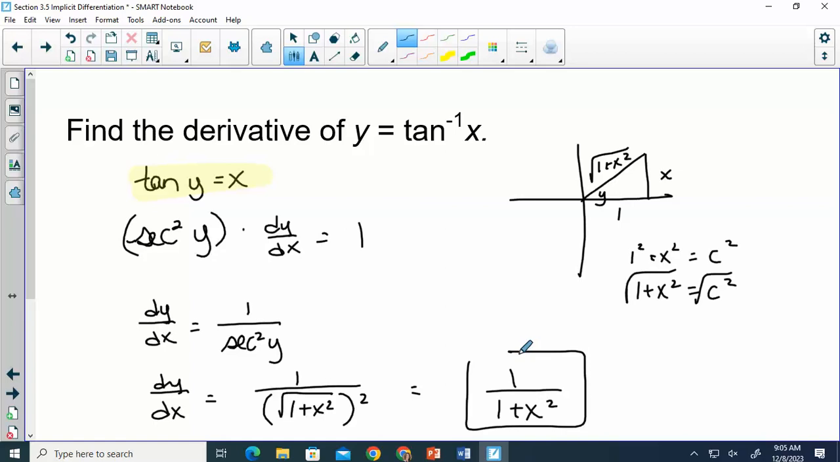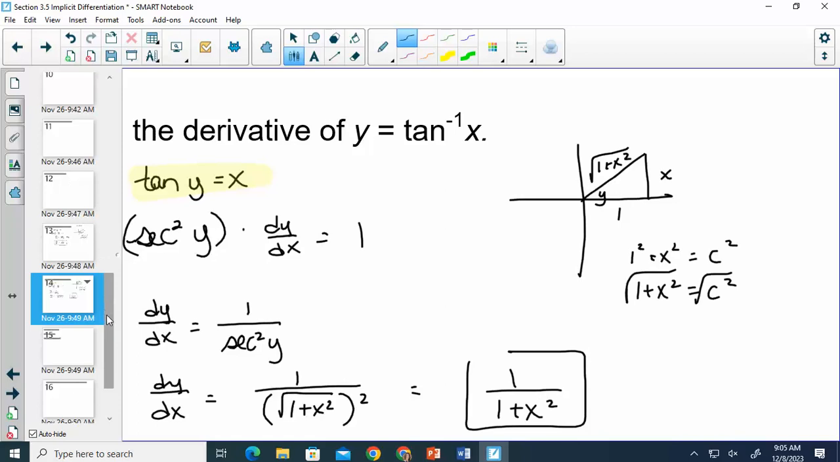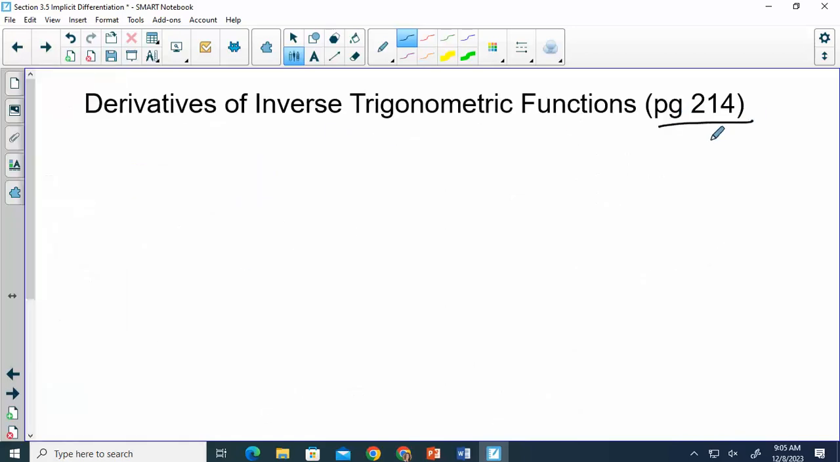So I did sine and tangent. You guys are going to do cosine. But like I said, these are given to you. I didn't even put them all on here. It's all on page 214. But we can go ahead and write them down if you want to have it on this notes handout.